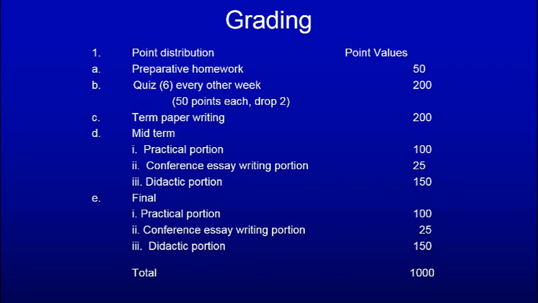Here we see how the grading goes along. Preparative homework is about 50 points. There are 6 quizzes, you can drop 2, so it's 200 points, 50 points each. Writing assignment is 200, midterm.